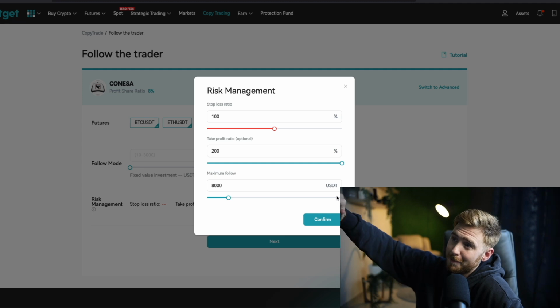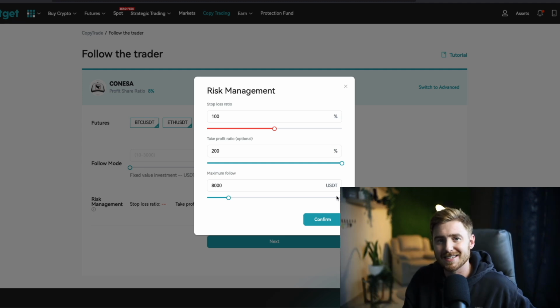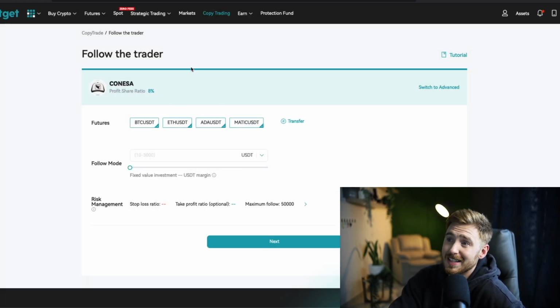So by the time we pop back up, I'm actually going to make profits. And that is a very capital intensive way to trade. So again, you can limit your maximum follow amount, stop losses, and take profit. So I think that's very important.